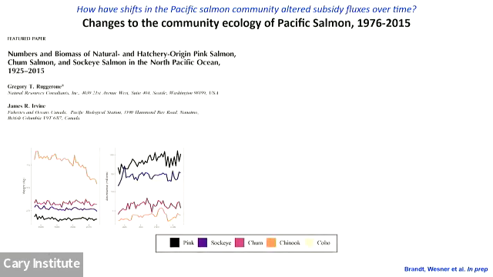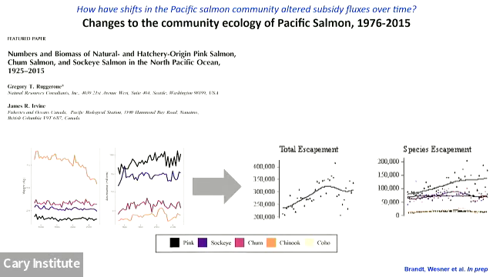Okay, so then the second question is, how have shifts in the Pacific salmon community altered subsidy fluxes over time? We know that the community is changing. We have this data that shows this really nicely. We're using both weight data and abundance data to give us changes in escapement. And escapement here is measured in biomass, and the different species are indicated by different colors. You'll see a lot of plots in the coming slides that have this structure. So time is on our x-axis, and concentration or magnitude is on your y-axis.